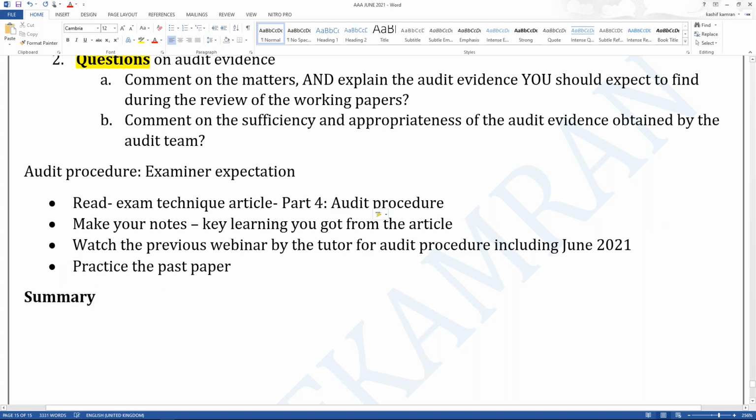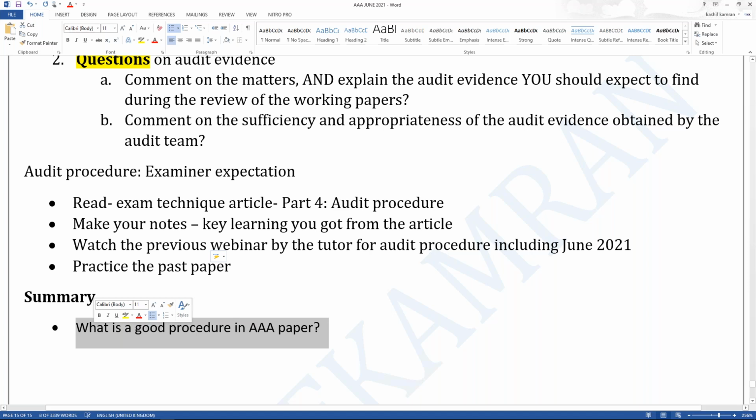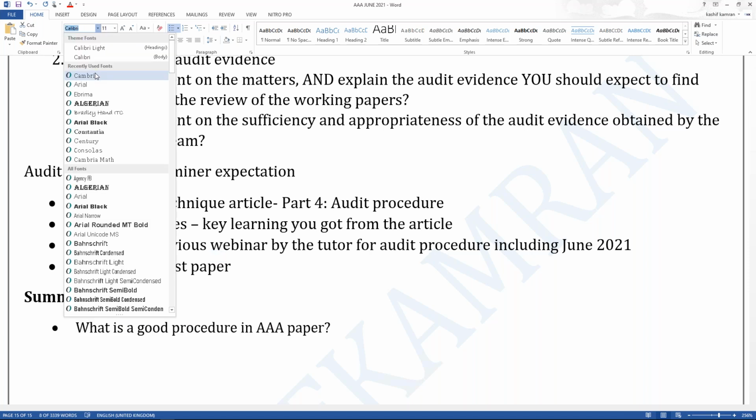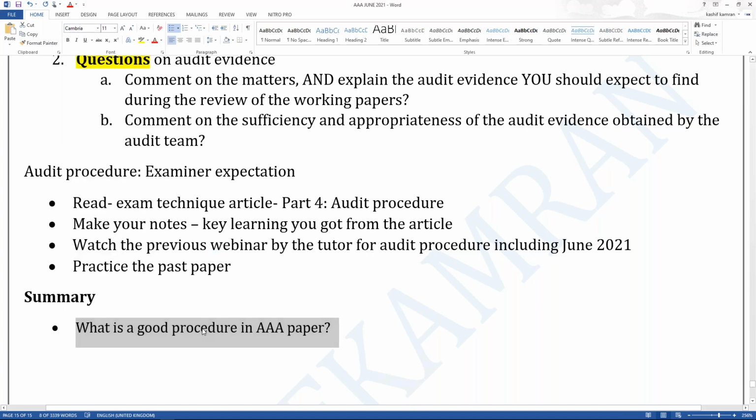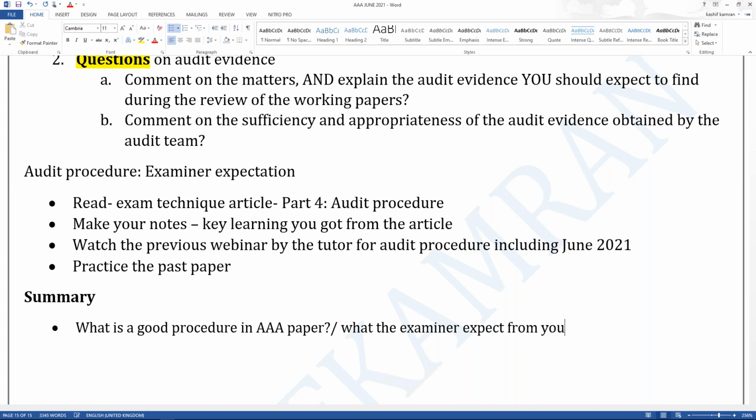Now, in terms of the summary, I always tell students in my previous webinar, and this is what I've taken from the exam technique article of the examiner: what is a good procedure in the AAA paper? First of all, you need to understand that a procedure in the AAA paper is found in question number 1. What is a good procedure in the AAA paper, and what does the examiner expect from you?